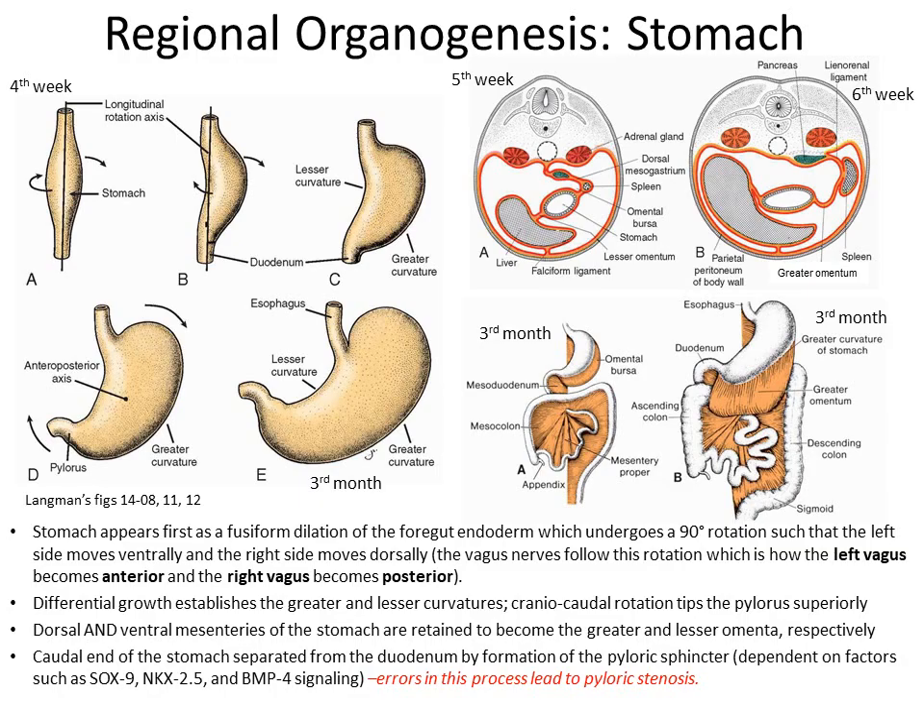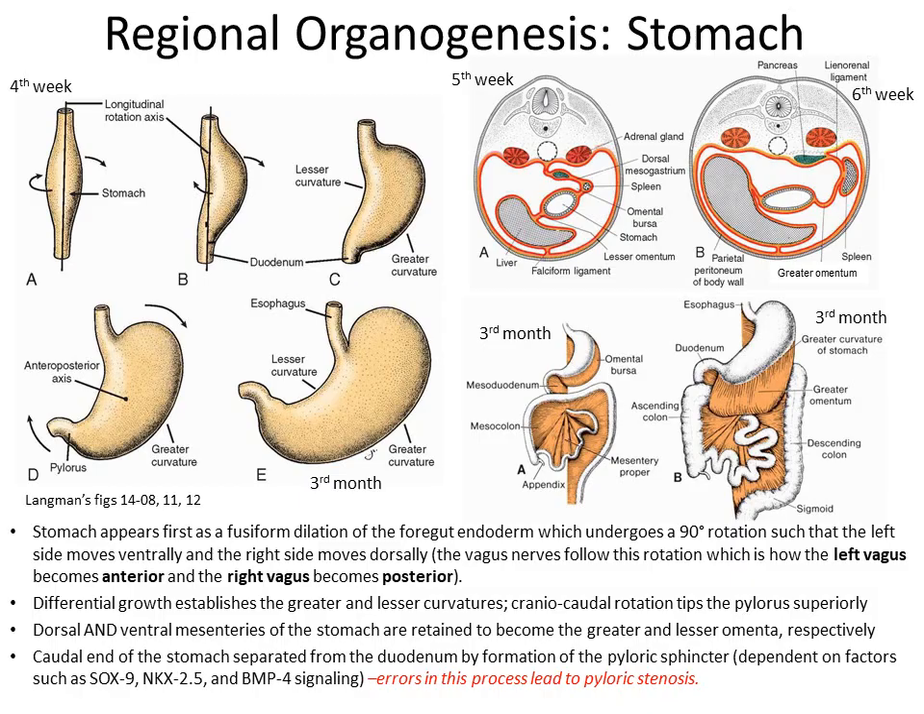Regional organogenesis of the stomach. The stomach appears firstly as a fusiform dilatation of the foregut endoderm, which undergoes a 90 degree rotation, such that the left side moves ventrally and the right side moves dorsally. For that reason the vagus nerve follows this rotation, which is how the left vagus nerve becomes anterior and the right vagus nerve becomes posterior.